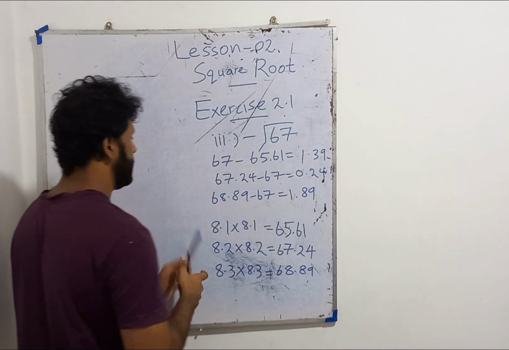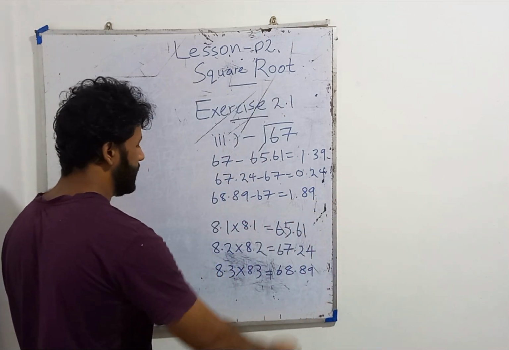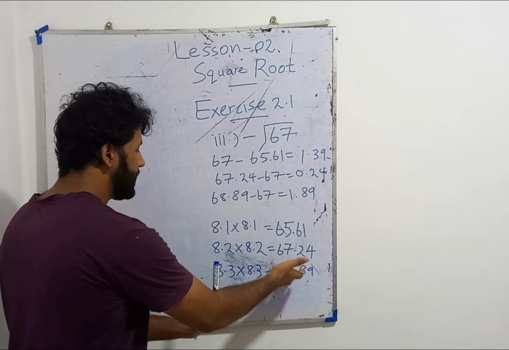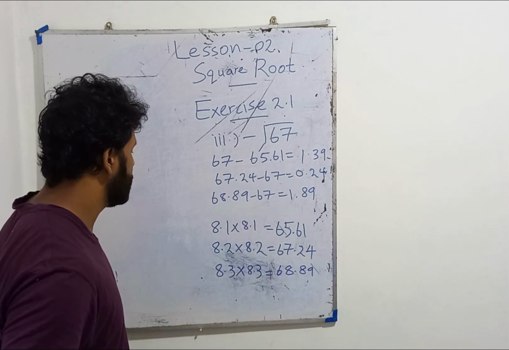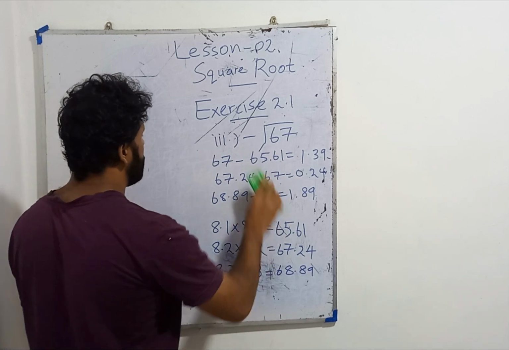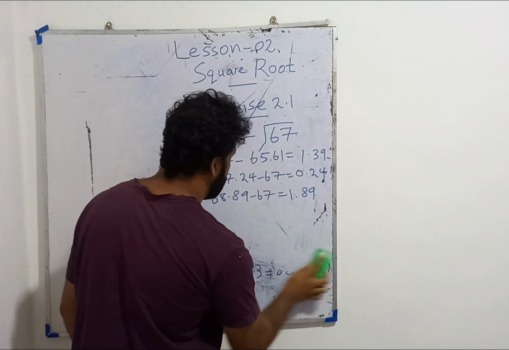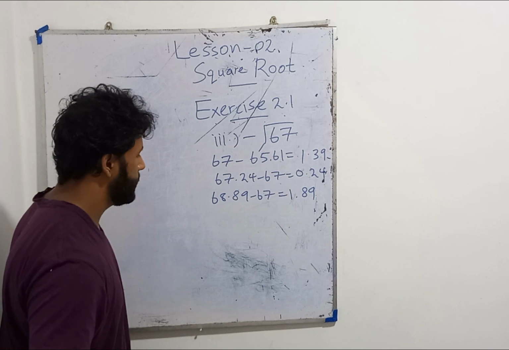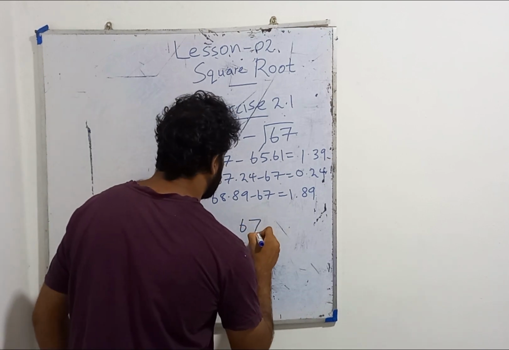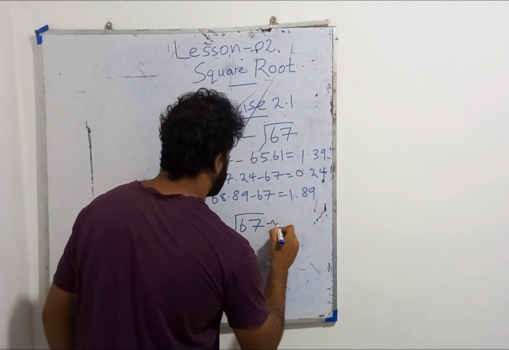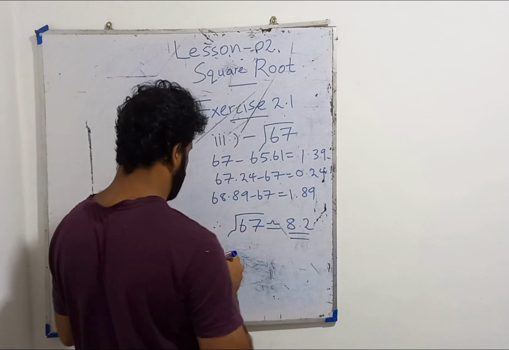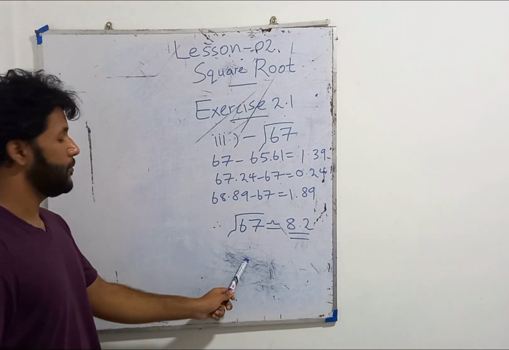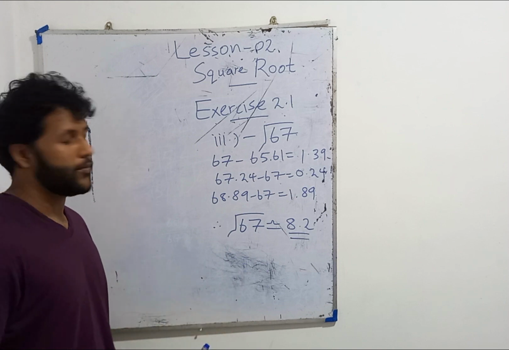You can see the closest is this one. It's really simple in this question, because you can directly see 67.24 is the closest. Then 8.2 is the first approximation. The square root of 67, the first approximation is going to be 8.2. Roman number 3, 8.2.